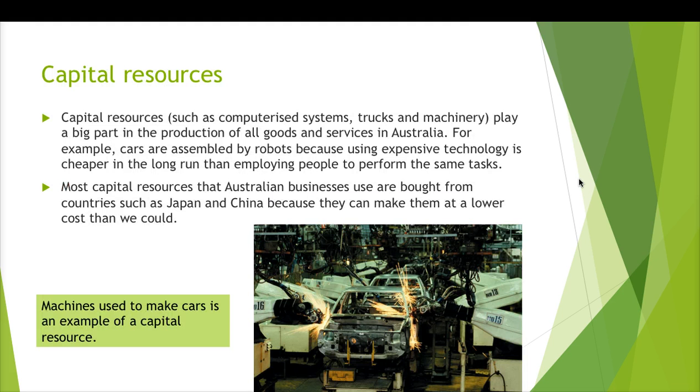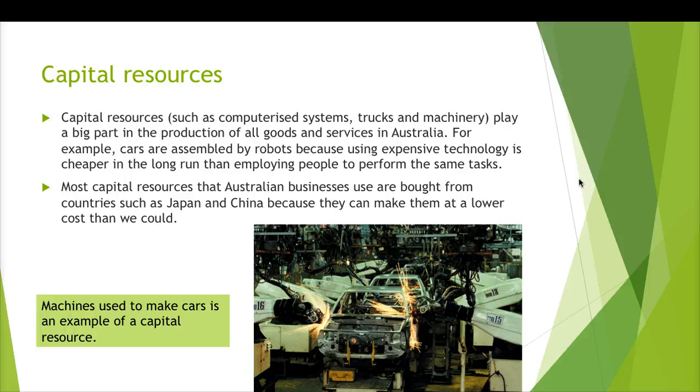Okay, capital resources. Our last of our three. Capital resources, such as computerised systems, trucks and machinery, play a big part in the production of all goods and services in Australia. For example, cars are assembled by robots because using expensive technology is cheaper in the long run than employing people to perform the same tasks.